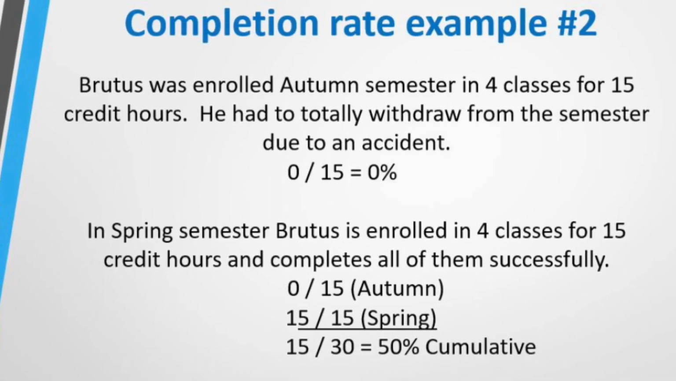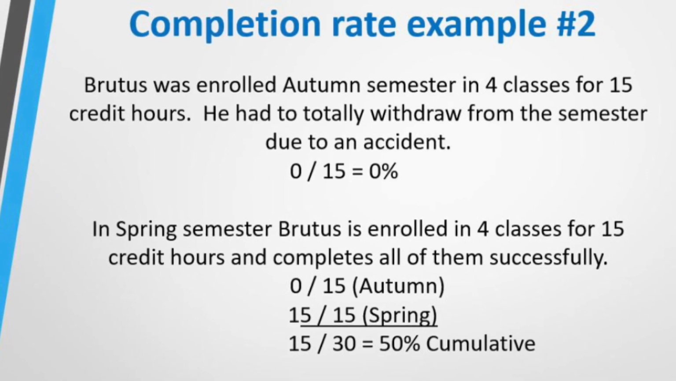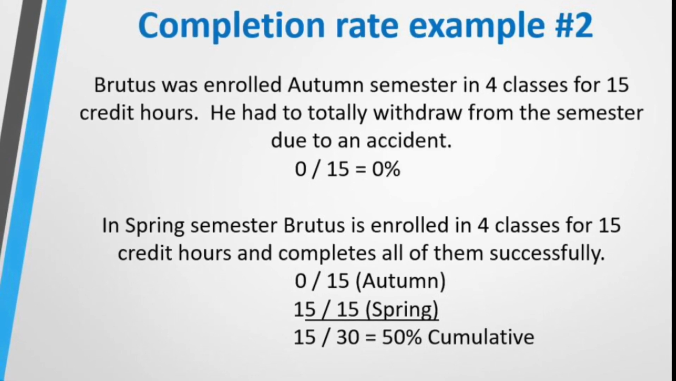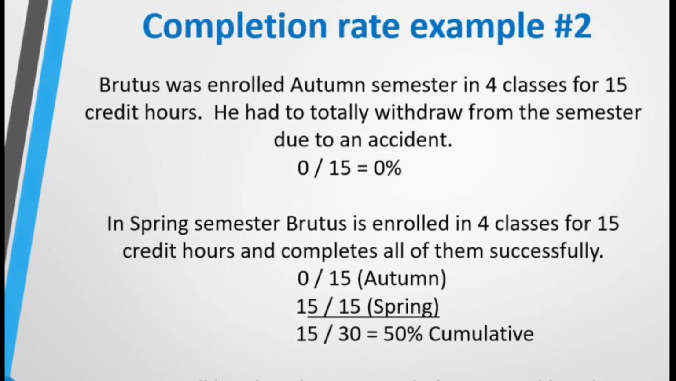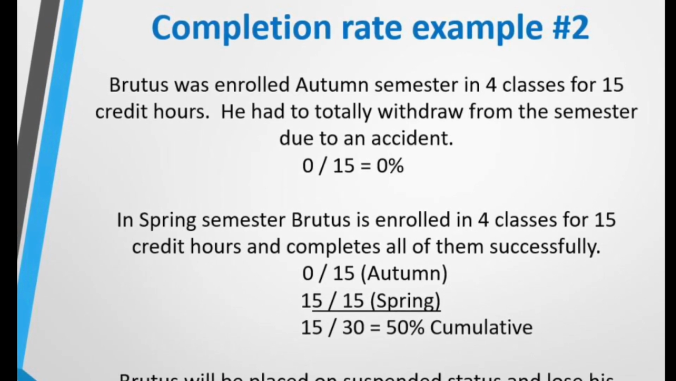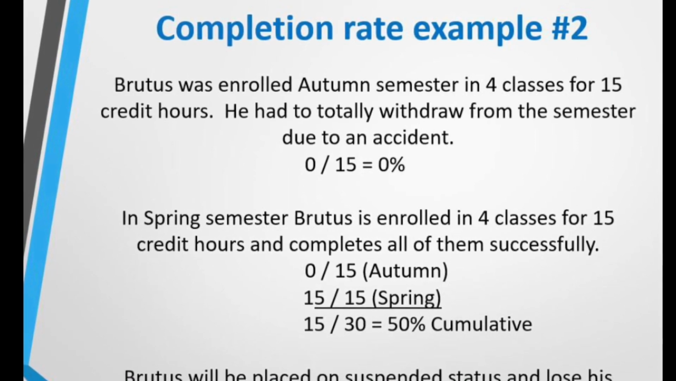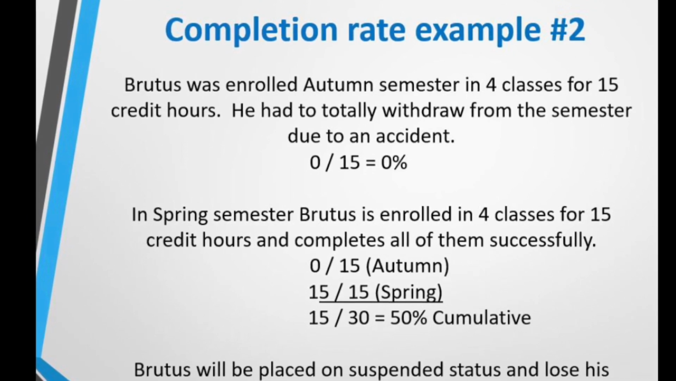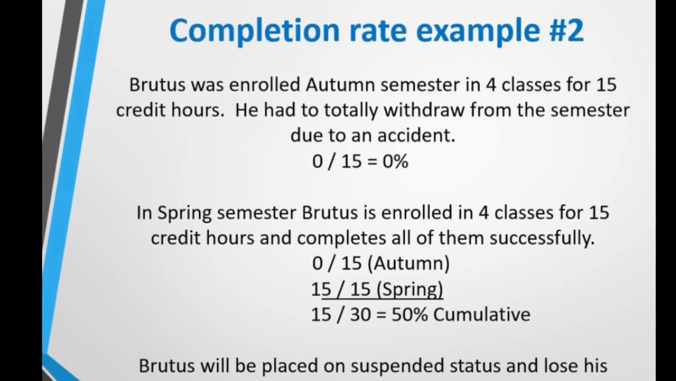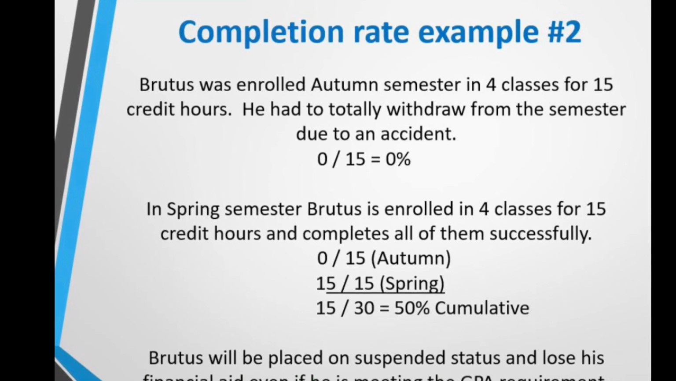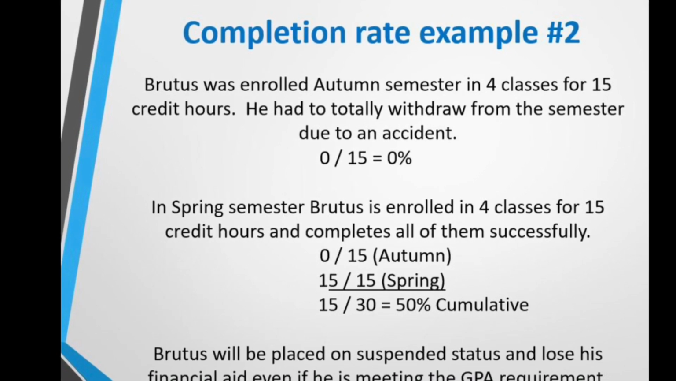Now, a second example. Brutus was enrolled autumn semester in 4 classes for 15 credit hours. He had to totally withdraw from the semester due to an accident. In spring semester, Brutus is enrolled in 4 classes for 15 credit hours and completes all of them successfully. His autumn semester completion rate is 0 out of 15, so his completion rate is 0%. His spring semester completion rate is 100% as he completed all 15 credit hours. However, his cumulative completion rate would be 15 out of 30 for a 50% completion rate. Brutus would be placed on suspended status and lose his financial aid even if he's meeting the GPA requirement.